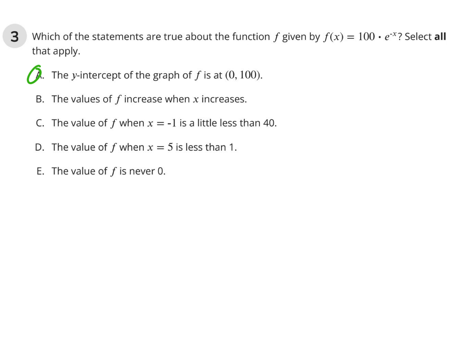B, the value of f increases when x increases. No, because you have a negative exponent. C, the value when x equals -1 is a little less than 40. That's not true. The value of f when x equals 5 is less than 1. That's true. The value of f is never 0. 0 is an asymptote of an exponential function with base e.